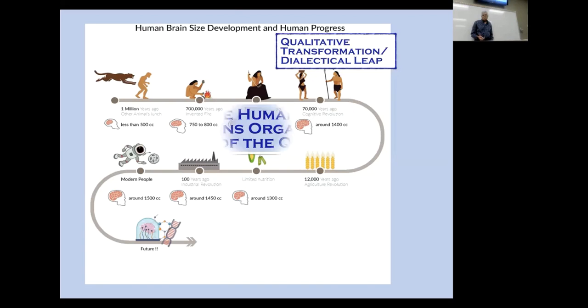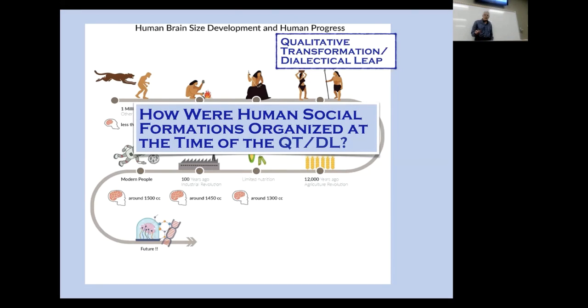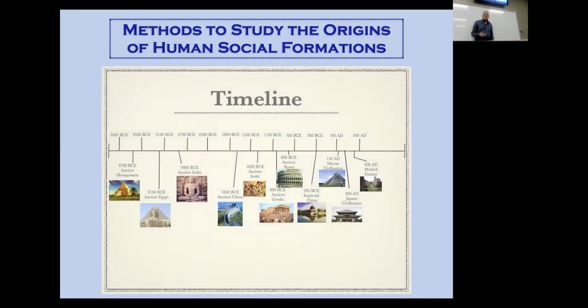All right, so this was the question, and underlying this question is, what method are you going to use to study it? A lot of you came up with very important characteristics of social formation, but how are we going to study it 70,000 years ago?